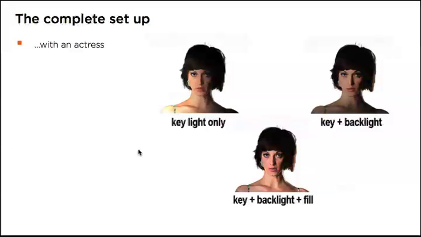Here's another example. Here's an actress with a key light only. You can see we're getting very, very harsh shadows in here. Here's with the key light and the backlight, which they've added second, and that's picking up specular highlights on the hair. And now with the fill light, taking back some of those dark shadows that we were getting on the right-hand side of her face here. So obviously, with key light and backlight and fill light, we're getting a much more attractive look overall.